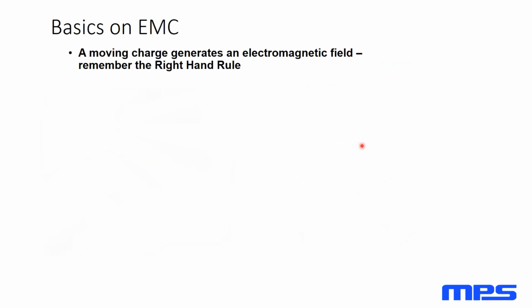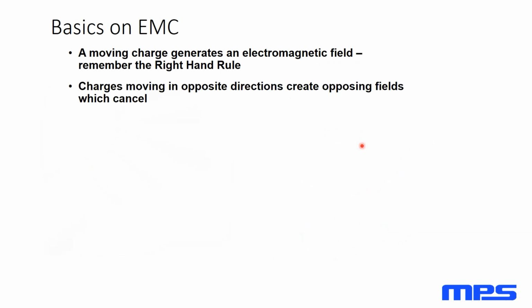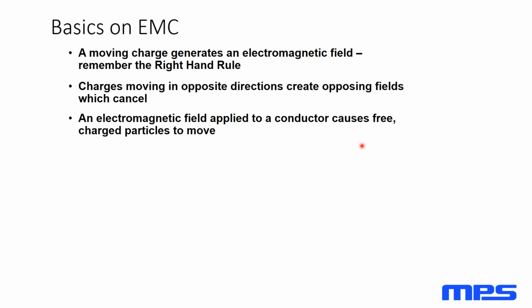So just some real quick basics on EMC. A moving charge generates an electromagnetic field. That field could potentially induce a current. But if we have these charges moving past one another in opposite directions, they're going to create fields that will cancel. And that's where we want that type of setup in our system, and that way we'll have lower emissions. If we apply that electromagnetic field to a conductor, free charges can move.